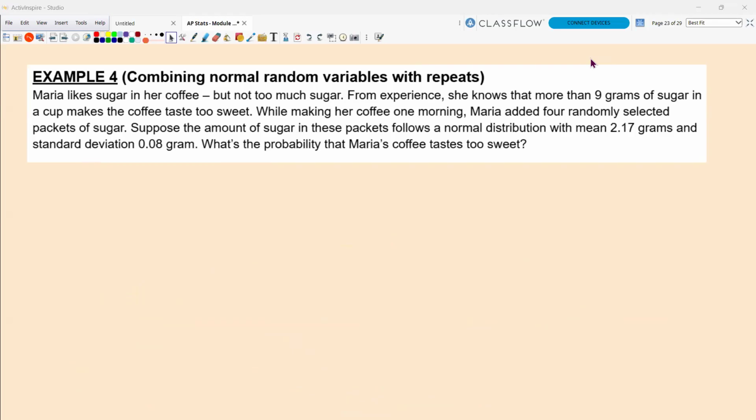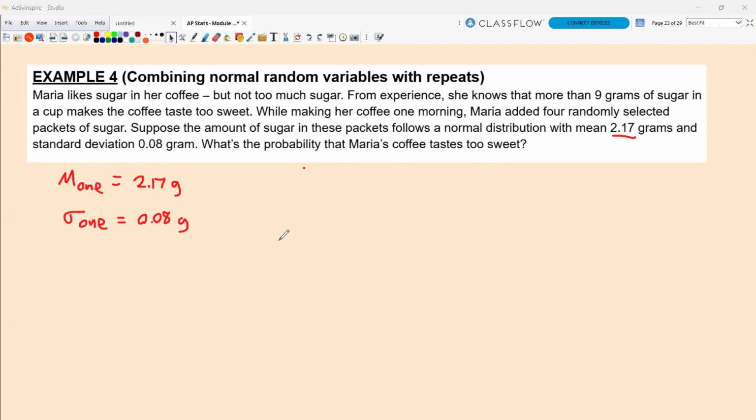What's the probability that Maria's coffee tastes too sweet? So no guidance here. We have to go through the fact that we're doing 4 sugar packets, but this distribution is only 1 sugar packet. So let's think about this. The mean of 1 packet is going to be 2.17. The standard deviation of 1 packet is going to be 0.08.